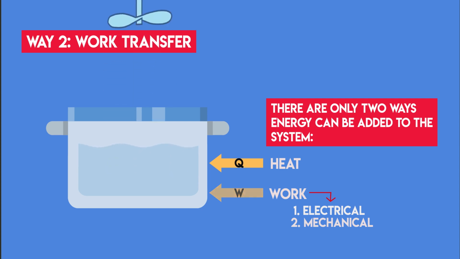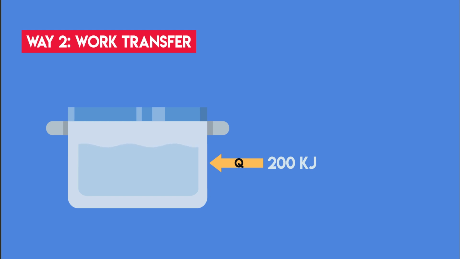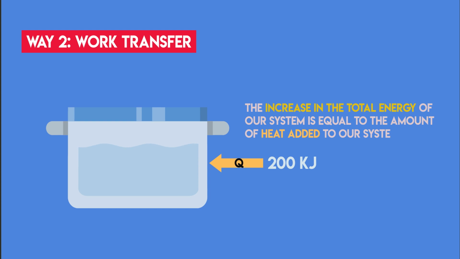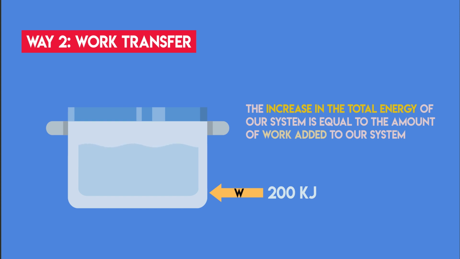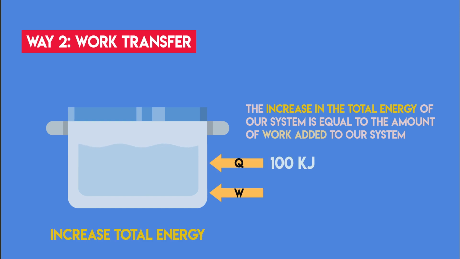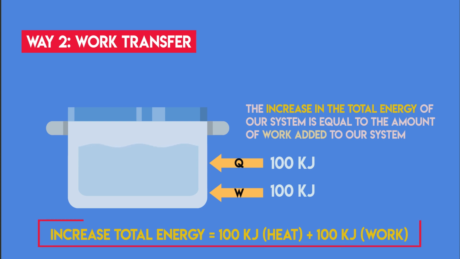Now let's say we add 200 kJ of heat to our system. We can say that the increase in the total energy of our system is equal to the amount of heat added to our system. Similarly, if we say that we add 200 kJ of work to our system, we increase the total energy of our system by 200 kJ. We can also increase the energy of our system by partial addition of heat of 100 kJ and work of 100 kJ. The energy balance of our system now looks like this.